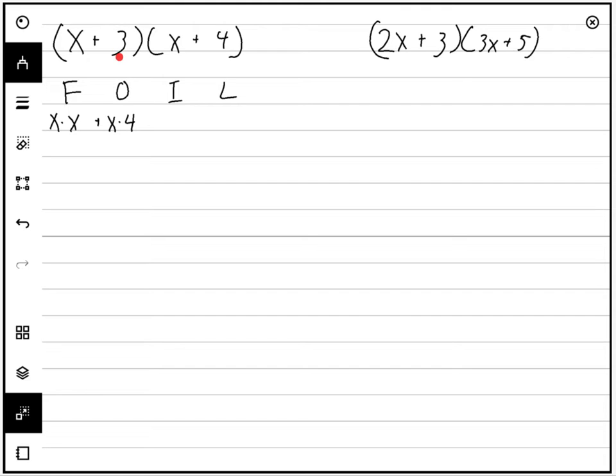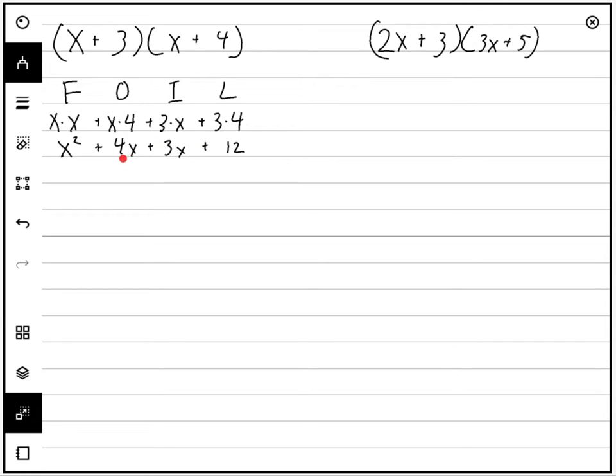And the inside values, 3 and x, plus 3 times x. And then the last values, 3 times 4. Okay, and then below it, I'm just going to write what they give me. So I get x squared, 4x, 3x, and 12. Okay, and then let's just combine each of these with the plus sign.